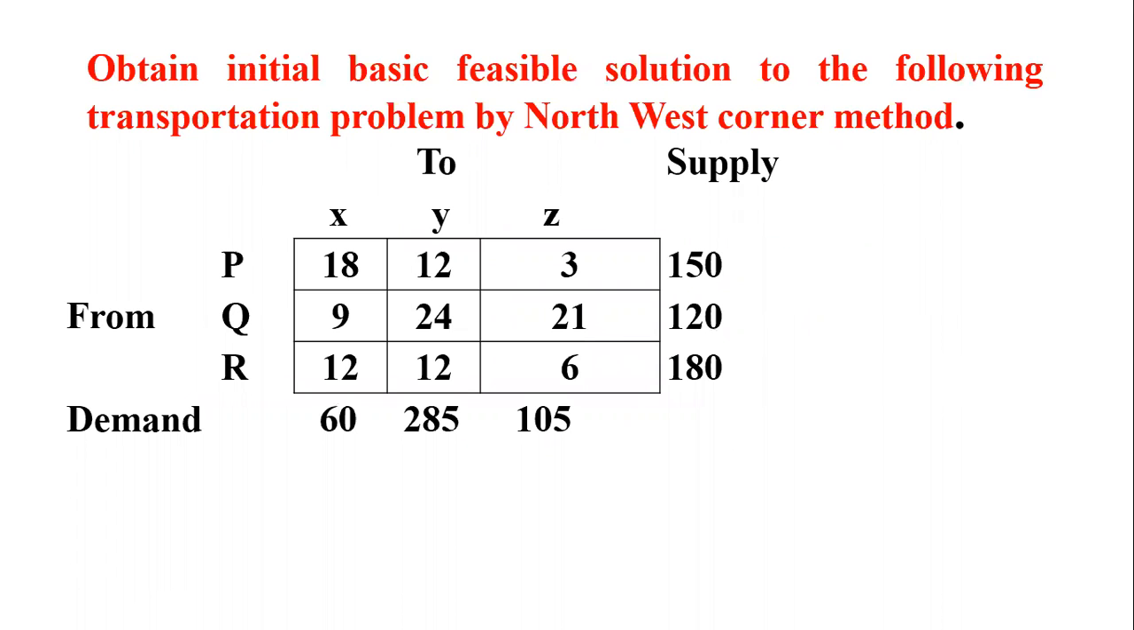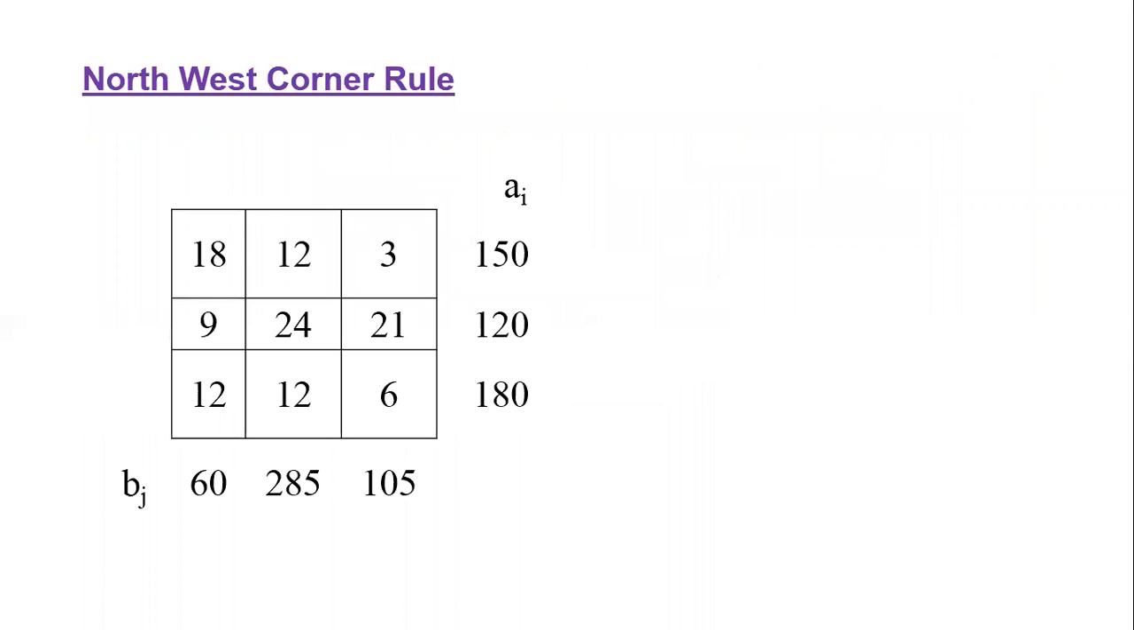See the problem. Supplies and demands are given. The cost elements are given. First check the necessary and sufficient condition for the transportation problem, that is supply equal to demand. Now the supply represents Ai and Bj represents demand.